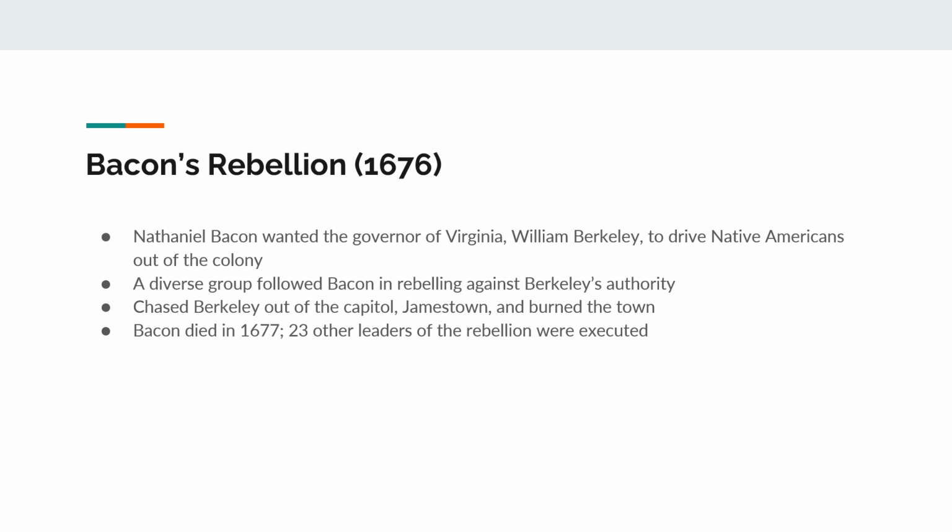And the landowners of Virginia, to put it in the simplest way possible, want more land. And the way to do that is to drive Native Americans who are occupying that land currently out. And the group that forms behind Nathaniel Bacon, importantly to this story, is a very diverse group. It is not just rich white landowners. It is poor white landowners.